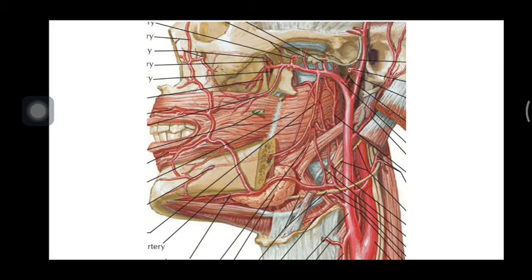Next is the branches of the facial artery in the facial part. In the face, it provides three sets of named branches. First one is the inferior labial arteries. Then second one is the superior labial arteries. This is the facial part of the facial artery, and this is the inferior labial artery and this is the superior labial artery.